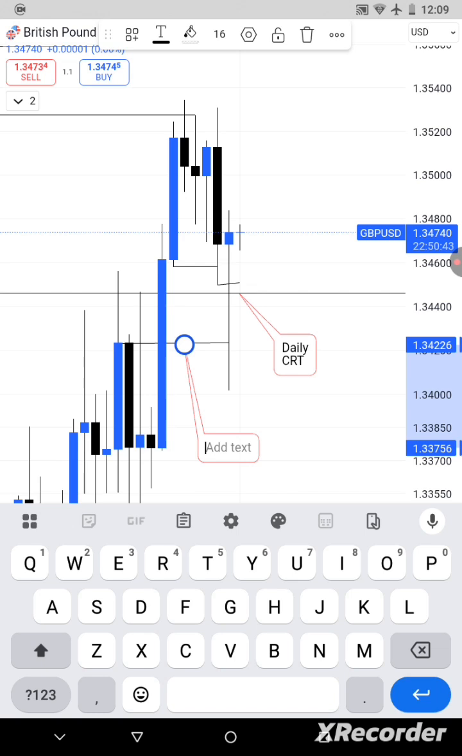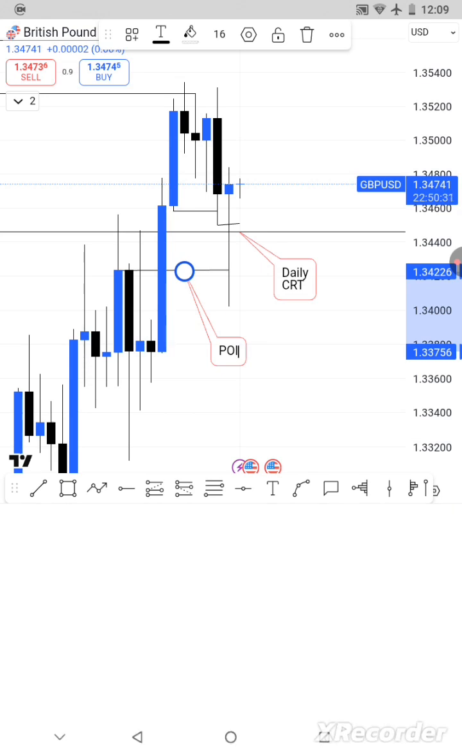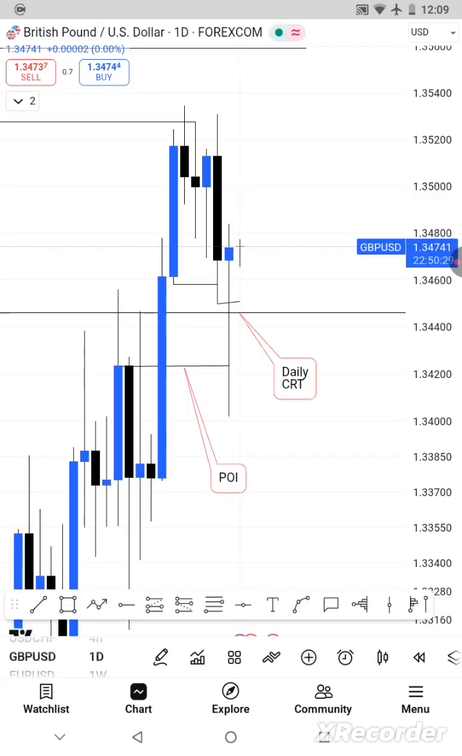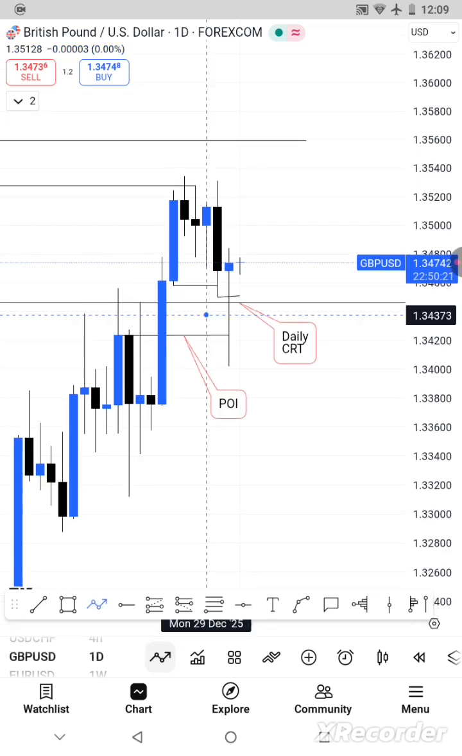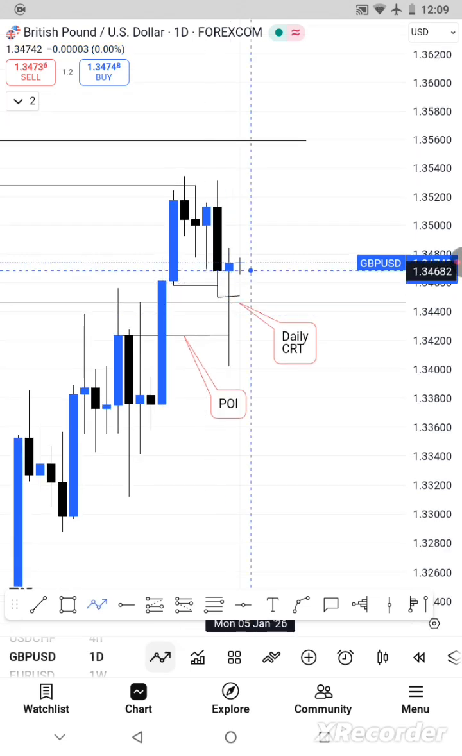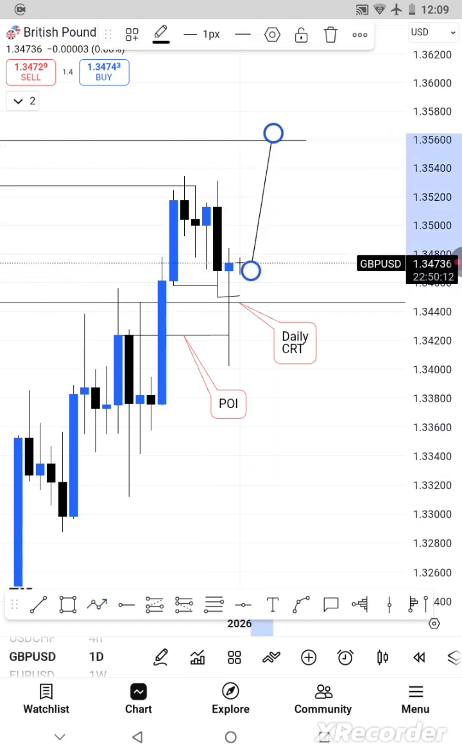of January. So right now, you can see the POI. So the market will respect this and go up like this to validate our buys as we discussed. So on the daily time frame now, we are looking for buys.